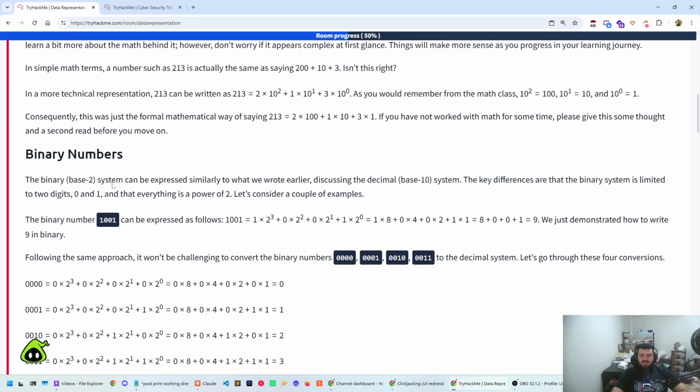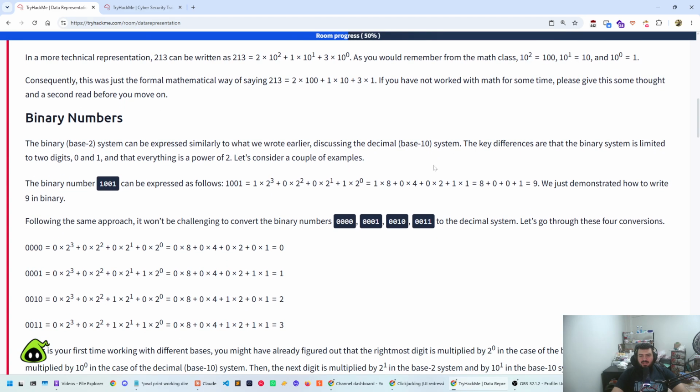Now let's go to binary numbers. The binary base 2 system can be expressed similarly to what we wrote earlier when discussing the decimal base 10 system. The key differences are that the binary system is limited to 2 digits, and everything is a power of 2. Let's consider a couple of examples.